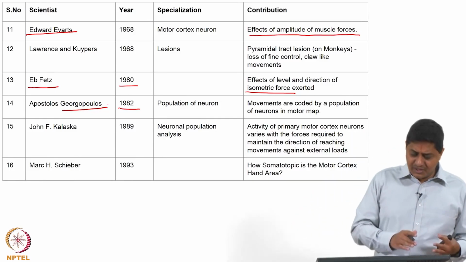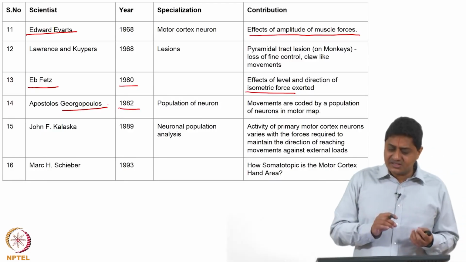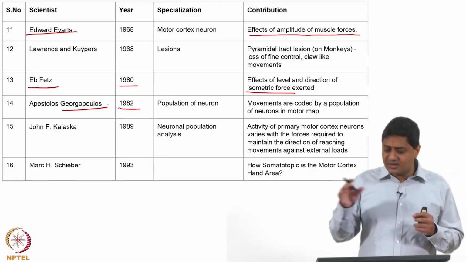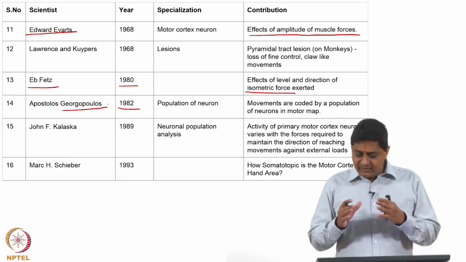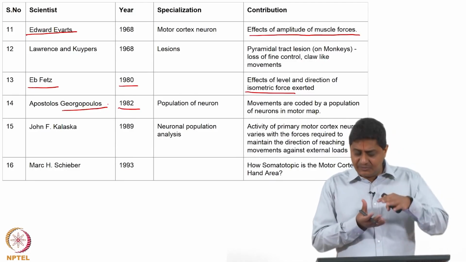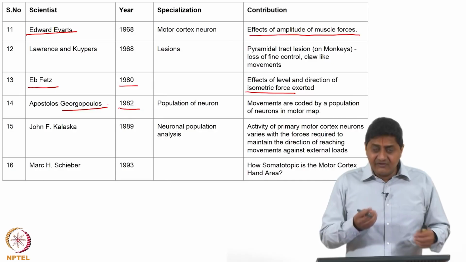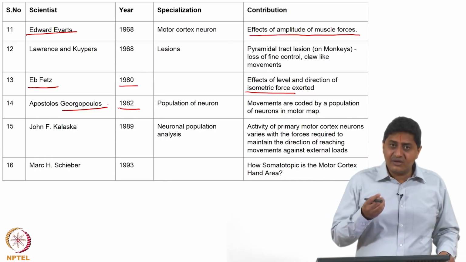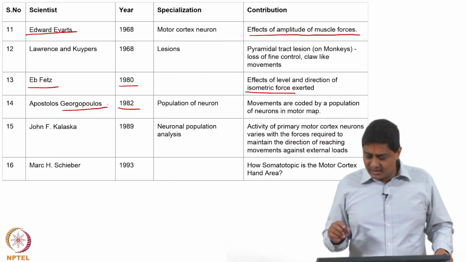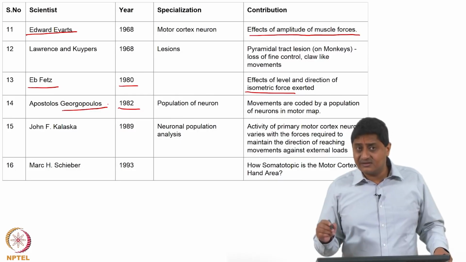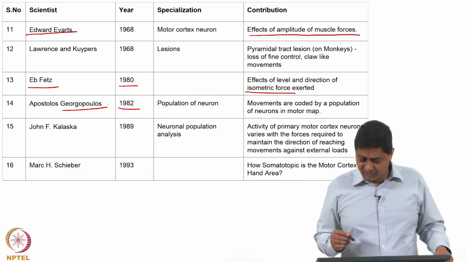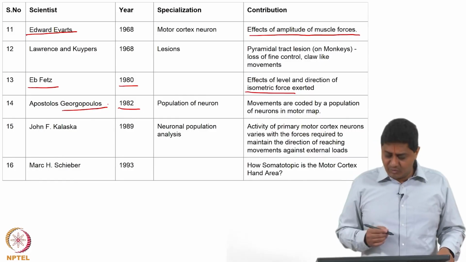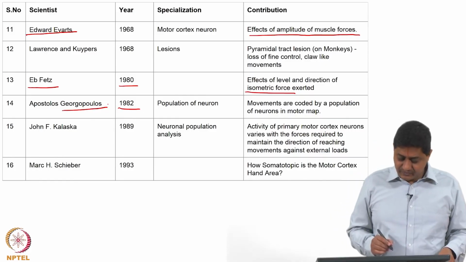What is the difference between this work and Evarts' work? Evarts studied the activity of single neurons versus this. Here, the summation of activity of multiple neurons gives some insight into what the actual movement is, or what aspect of the movement is being made. For example, the movement direction in this case.